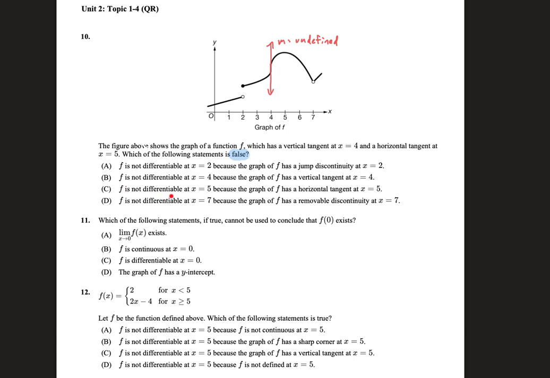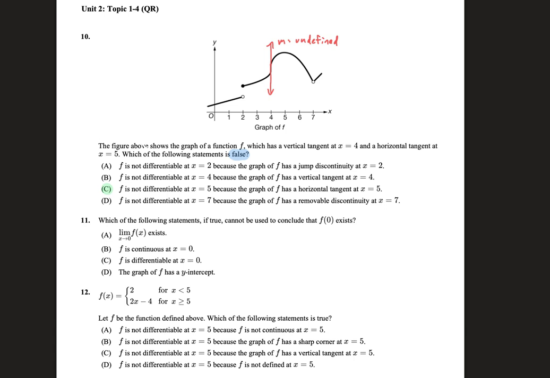Part C, f is not differentiable at x equals 5 because it has a horizontal tangent line. That one is the one that's false. Horizontal tangent lines are fine. The derivative is 0 there, so it is differentiable at x equals 5, and the derivative is 0. You can see D, the last one, f is not differentiable at x equals 7 because the graph of f has a removable discontinuity, so that's true.